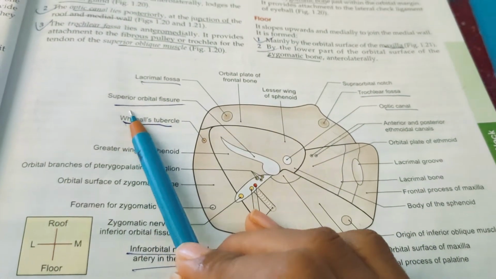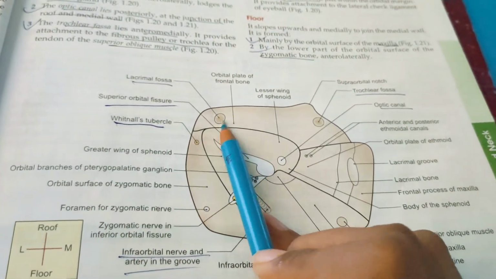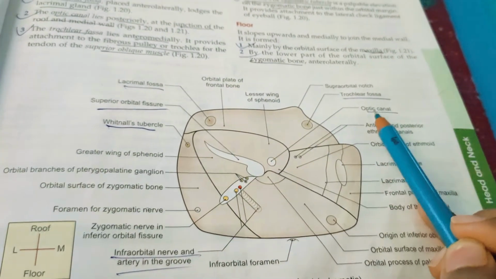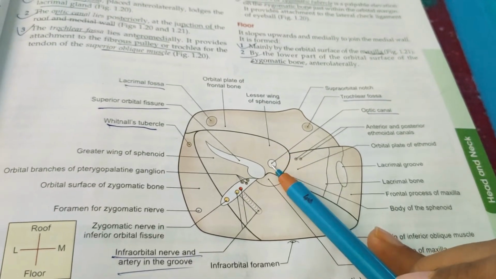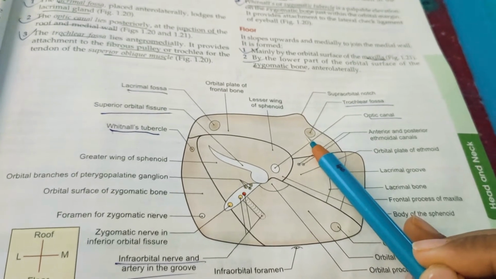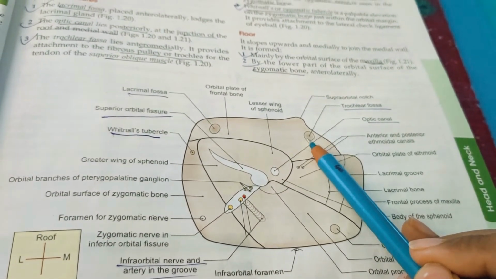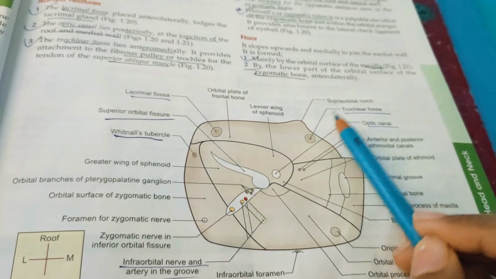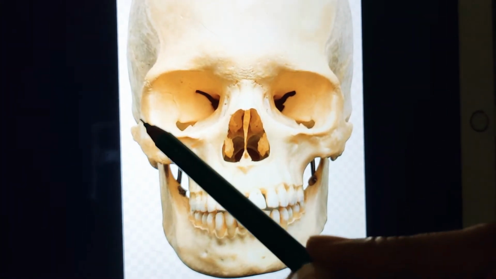Here it shows the lacrimal fossa, which is present anterolaterally and lodges the lacrimal gland, and this is the optic canal, which is present posteriorly at the junction of the roof and medial wall, and this is the trochlear fossa, which lies anteromedially and provides attachment to the fibrous pulley or trochlea for the tendon of the superior oblique muscle. Okay, so now let us discuss the lateral wall. So this is the lateral wall.